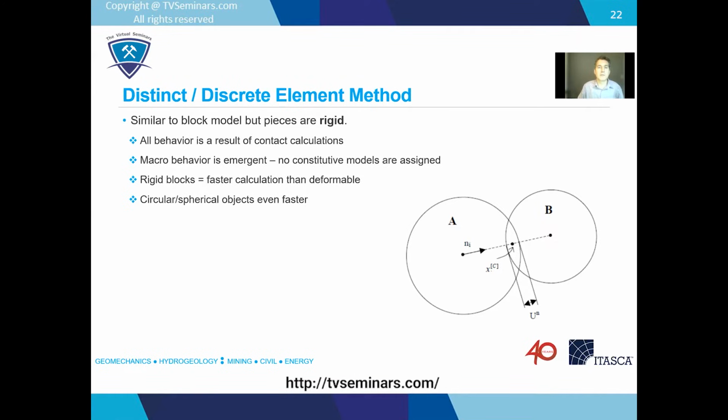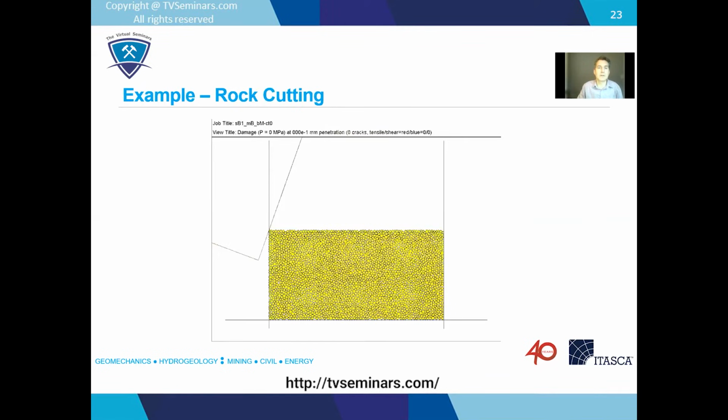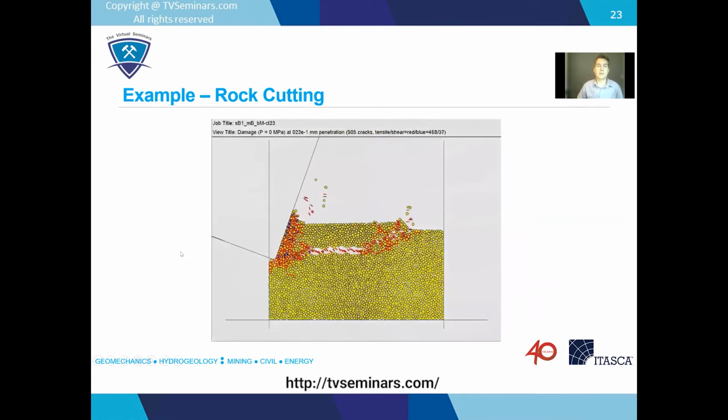In this case, we do not have to assign constitutive models like we do in the continuum method. Instead, the macro behavior just emerges from the fairly simple contact behavior that you specify. So I'll just show an example here. This is a good example of where the true discontinuum method might be useful. It's an old example, but it's still a good one.